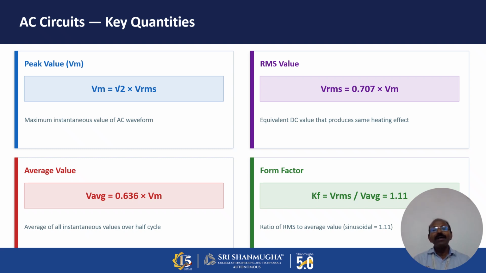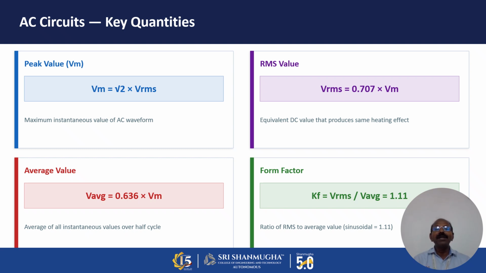For example, if we have to calculate the RMS value and you know the maximum value Vmax, then you have to use the formula Vrms is equal to 0.707 into Vmax.